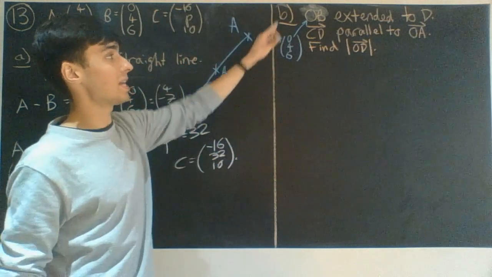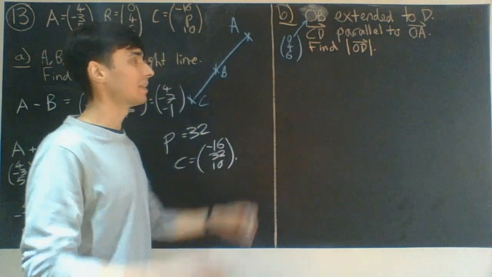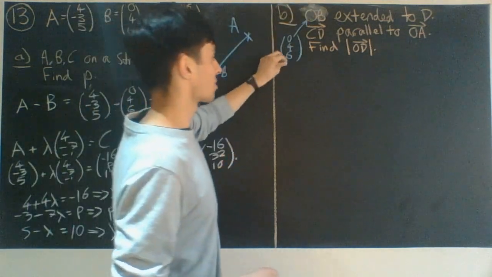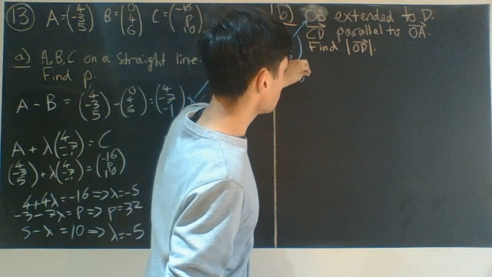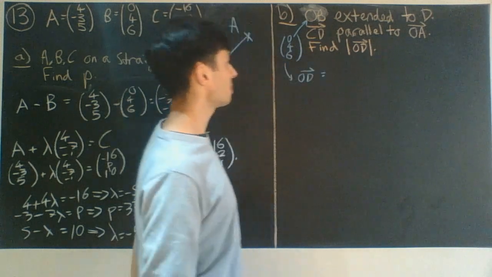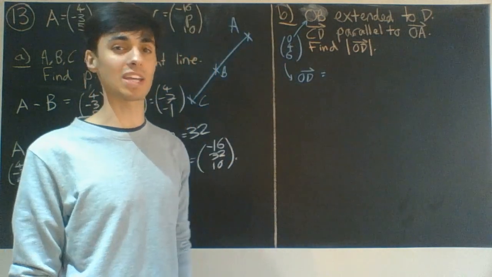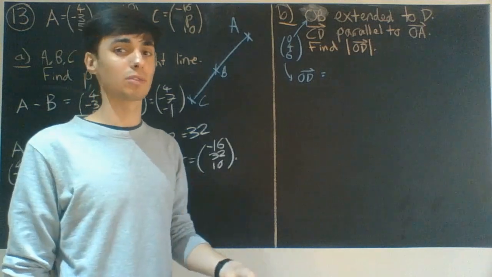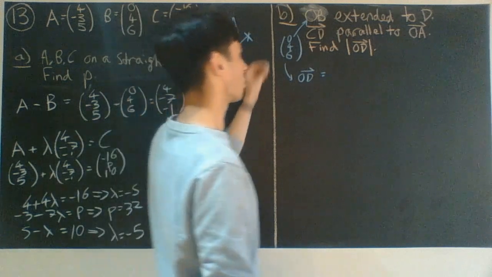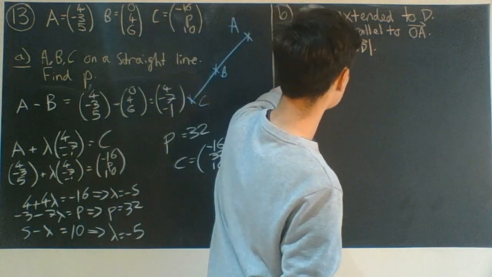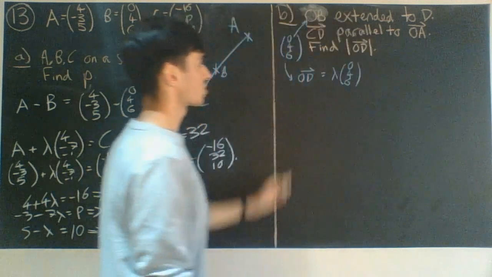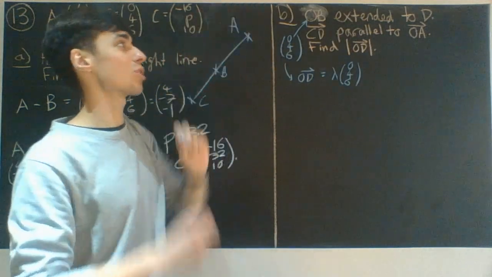And because OB was extended to D, that means it's just a straight line that's continued. So what that tells us is that OD as a vector must be some multiple of (0, 4, 6). I'm going to use lambda to represent this, but it's not the same lambda as what we did earlier. It's now a different one. So OD is lambda (0, 4, 6), some multiple of travelling in that same direction.